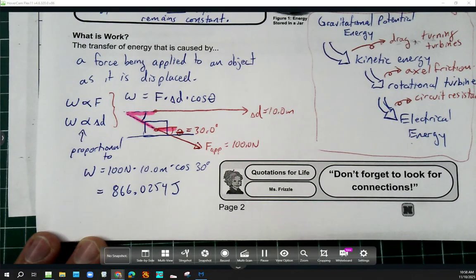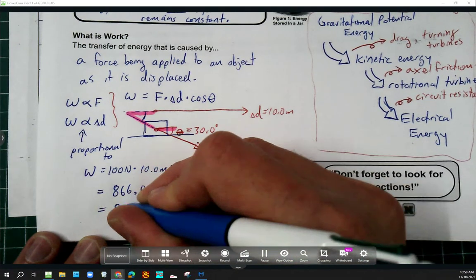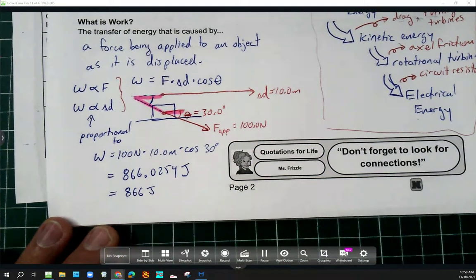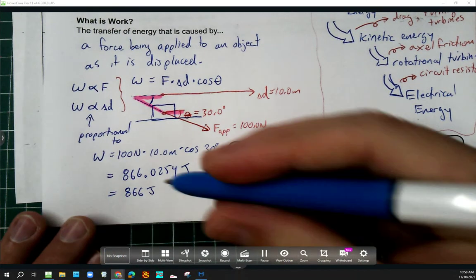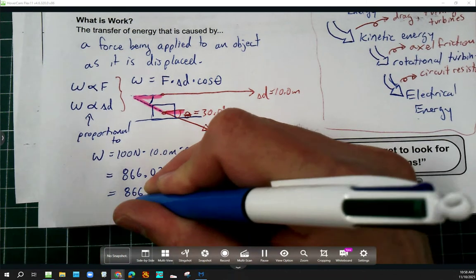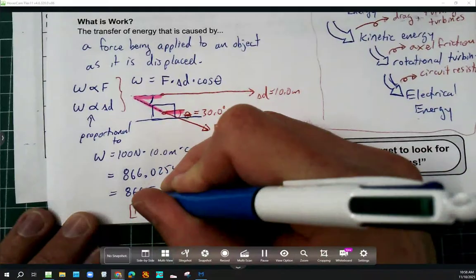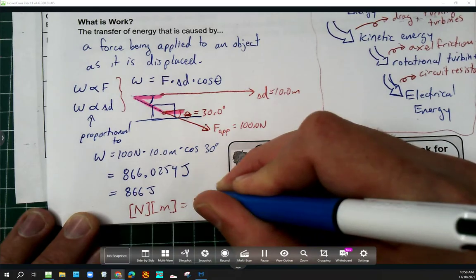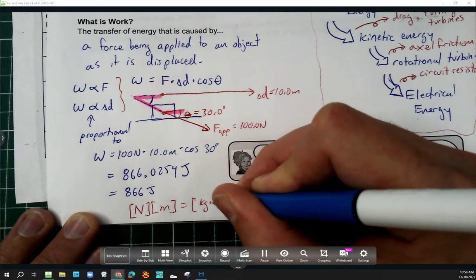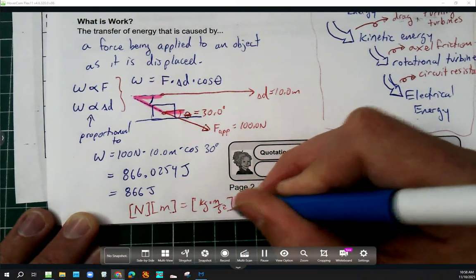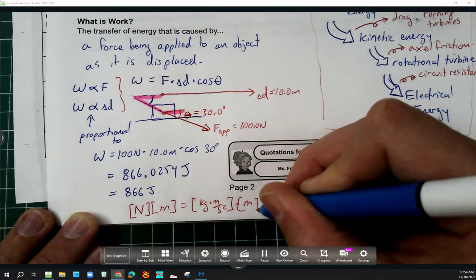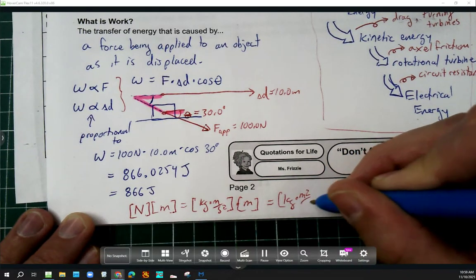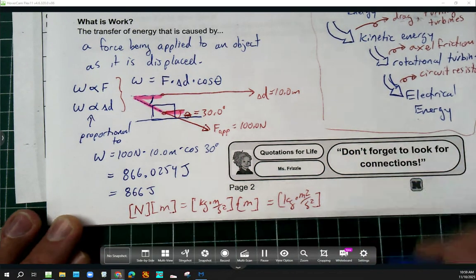Now I could round this off to 3 sig figs, 866 joules, but I want to make sure that we're all really clear about what's happening with these units. I'll do a quick little analysis here, okay? I see your hand. Let's be 1 sec, okay? So what we've just done is we've multiplied units of newtons times units of meters, and that's equivalent to saying kilogram meters per second squared times meters, which is equivalent to saying kilogram meters squared per second squared, and that is the definition of a joule.